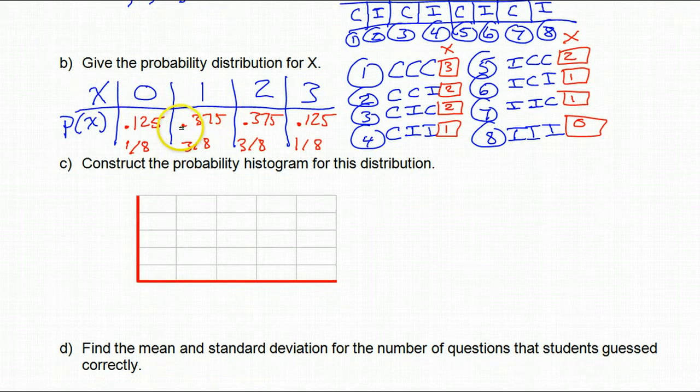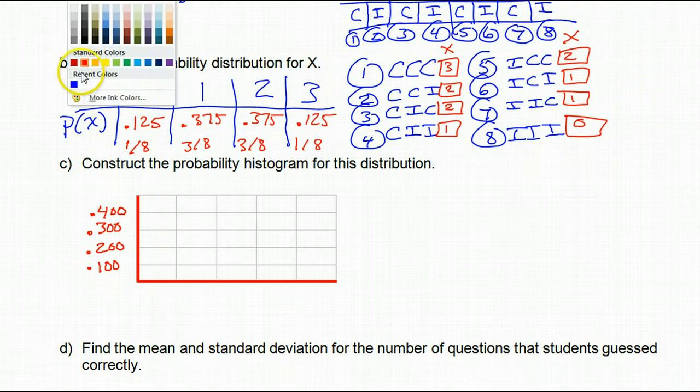Now, constructing a probability histogram. The biggest number on here is 0.375. So right around here, I'm just going to go ahead and go to 0.400. Think of this as 375, so that would make this 0.100, 0.200, and 0.300. See how it helps to make them all the same number of decimal places? In this case, 3 decimals. Easy comparison.